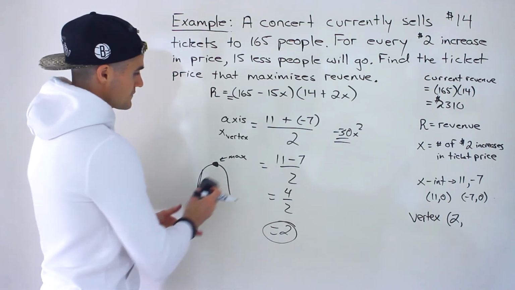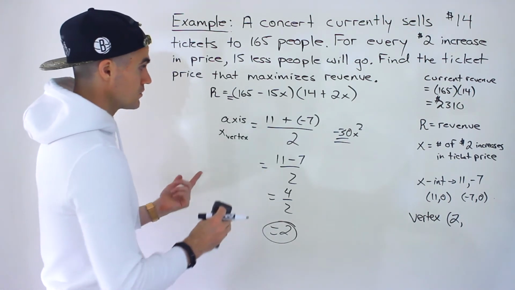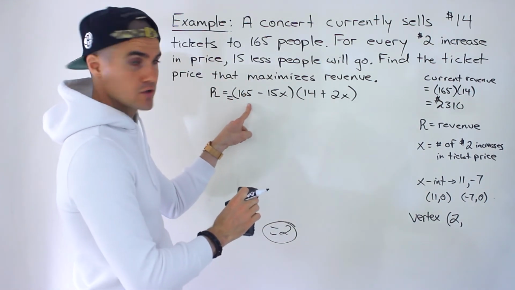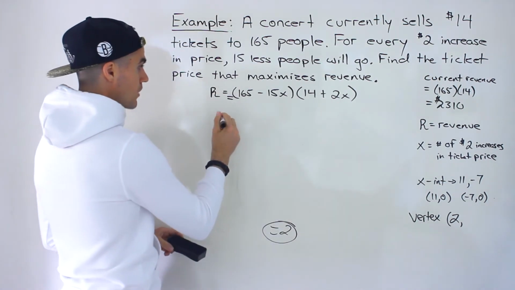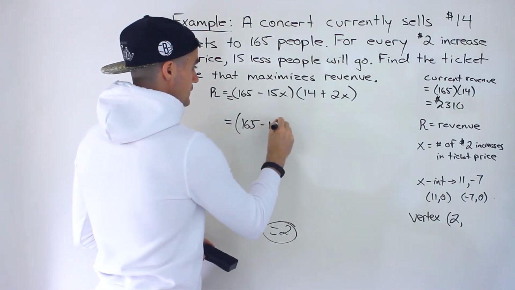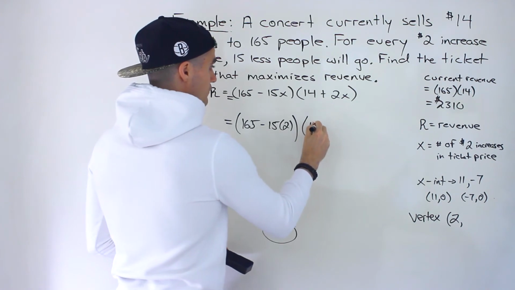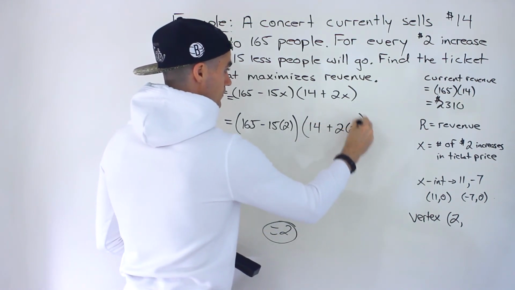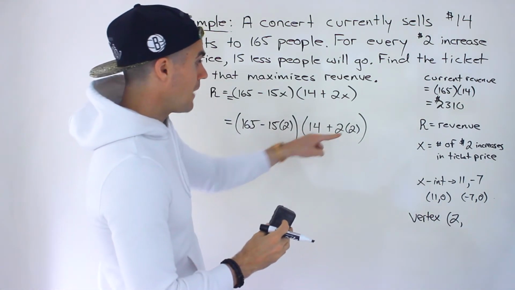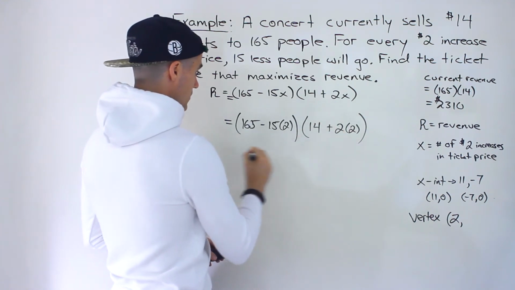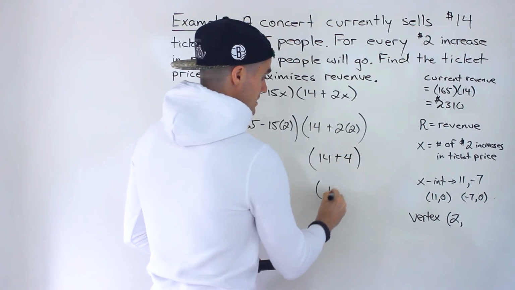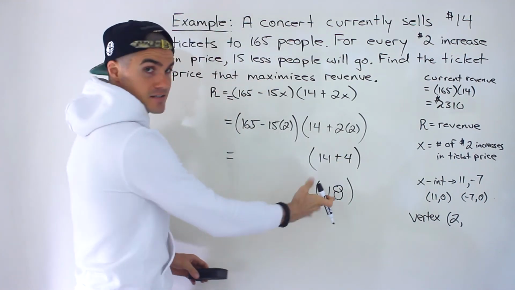And now that we have that x value of 2, we can plug it into the revenue formula to find out what's that maximum revenue. And so what we would end up with is 165 minus 15 times 2, and then we'll have 14 plus 2 times 2. All right, so we're increasing the price by $4, right? Notice here, this would end up being 14 plus 4, which would give us 18. And actually, that's the answer to this question.